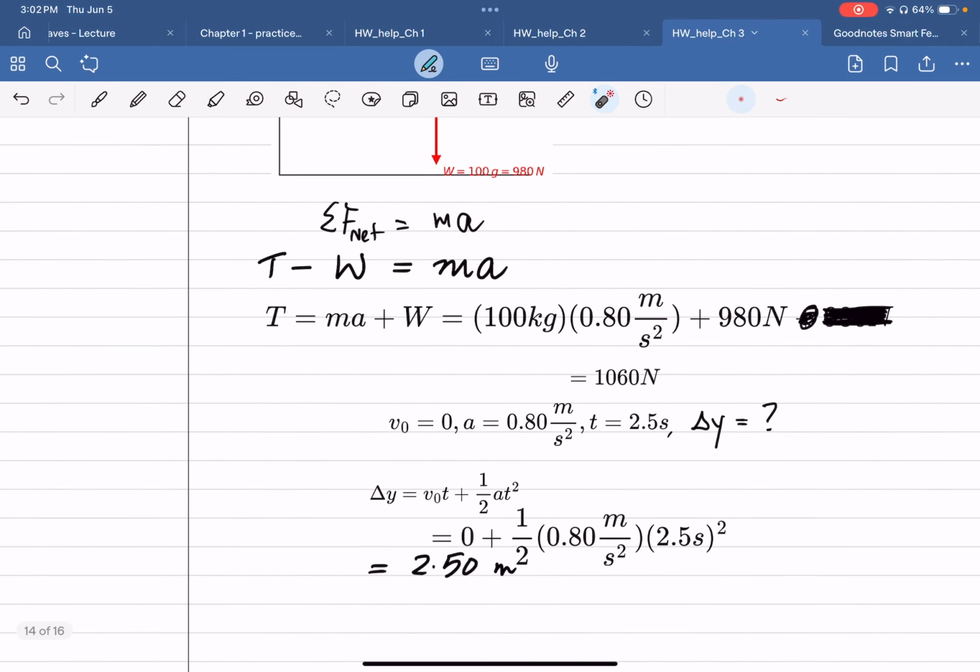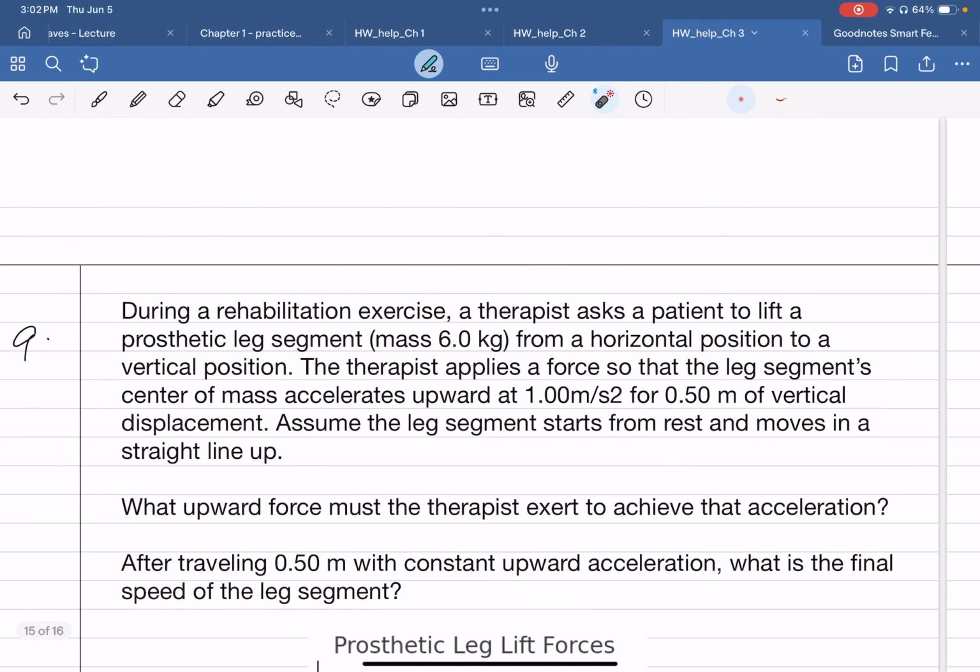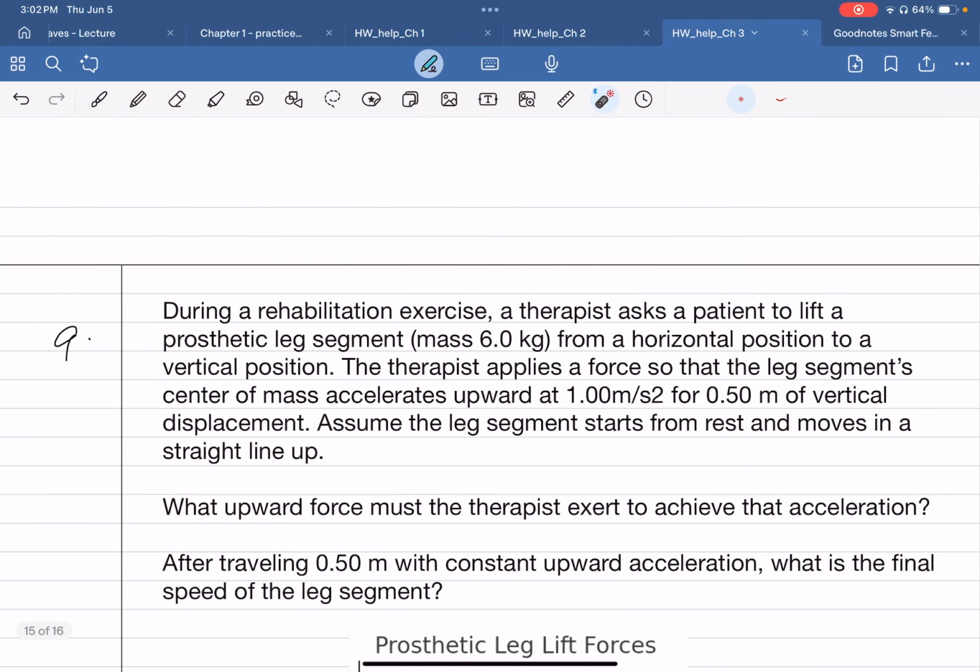All right, let's move to the next one. Next, the ninth one. During a rehabilitation exercise, a therapist asks a patient to lift a prosthetic leg segment, mass 6.0 kilogram, from a horizontal position to a vertical position. Okay, so this is being lifted up now. The therapist applies the force so that the leg segment's center of mass accelerates upward at 1.00. Now, don't worry about center of mass and all that. Just know that the object accelerates at that rate for that much of a distance.